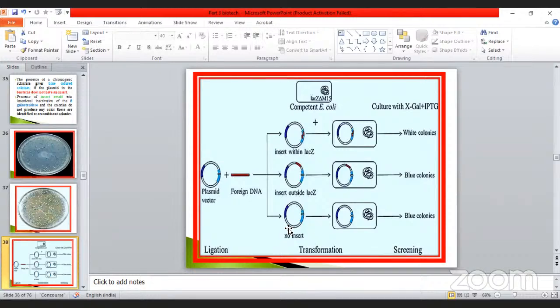We already know that without insertion, the color will be blue. Outside insertion also looks blue because it is not incorporated within the gene, isn't it? So here, inserted within the lacZ gene means it looks white in color because this is a recombinant. Okay, do you understand that one? This is very, very important, my dear students. Many times they ask which one is blue, which one is white. White color is the presence of recombinant genes in it. The other two are blue, which means no recombinant, no inserted genes present in it. That is very, very important.